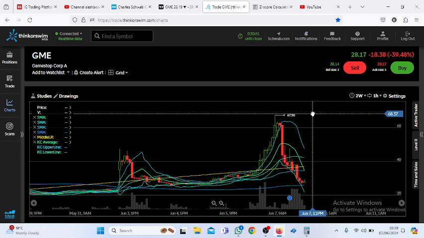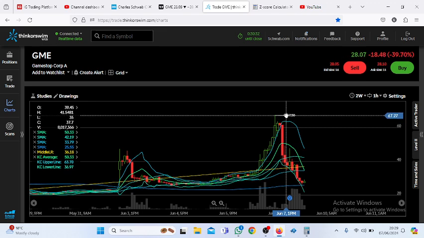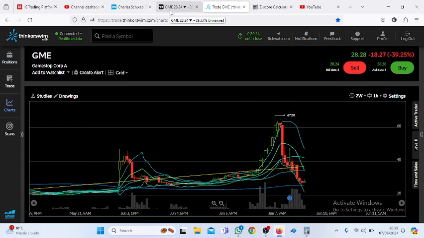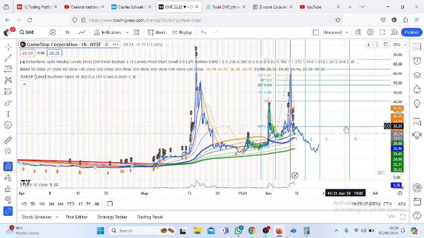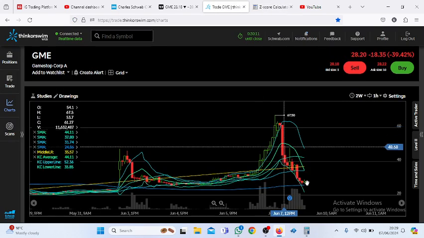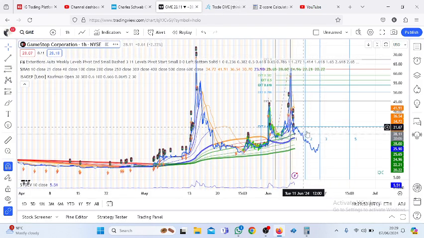Okay, this is what's going on right now for GameStop. What are the odds? We found out the odds of getting to 67.5 are not very high, but the odds of rebounding to $32, we got it here. The odds of surpassing $32 is 51.73%. What other projections are there? This is the most significant of them all, I think.